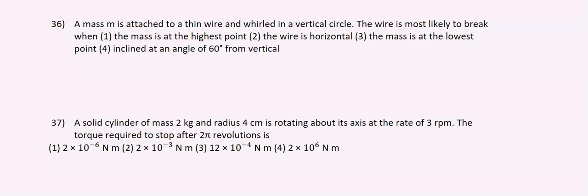Now coming to the 37th question. The solid cylinder of mass 2 kg and radius 4 centimeters is rotating about its axis at the rate of 3 rotations per minute. The torque required to stop it after 2 pi revolutions is: 1. 2 into 10 to the power of minus 6 Newton meter. 2. 2 into 10 to the power of minus 3 Newton meter. 3. 12 into 10 to the power of minus 4 Newton meter. 4. 2 into 10 to the power of 6 Newton meter. Now let us solve this.